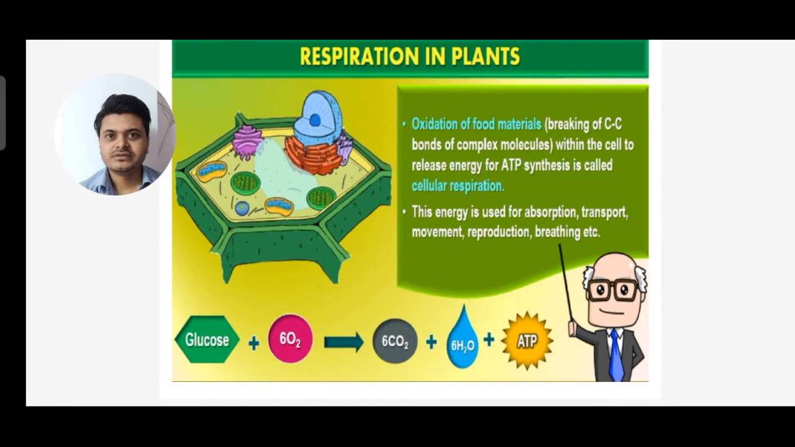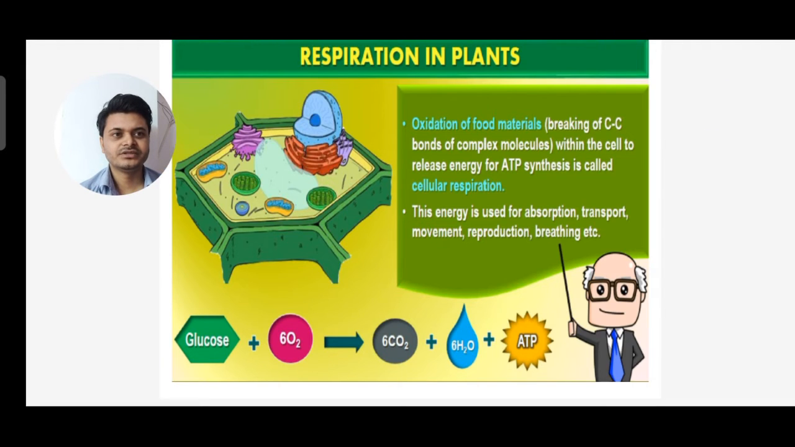So you can see one reaction is given below. You can see glucose plus 6 oxygen. This is a reactant, and what are the products? It forms carbon dioxide, water and ATP. So the reaction of respiration in plants is glucose plus oxygen. It gives carbon dioxide, water and energy in the form of ATP.